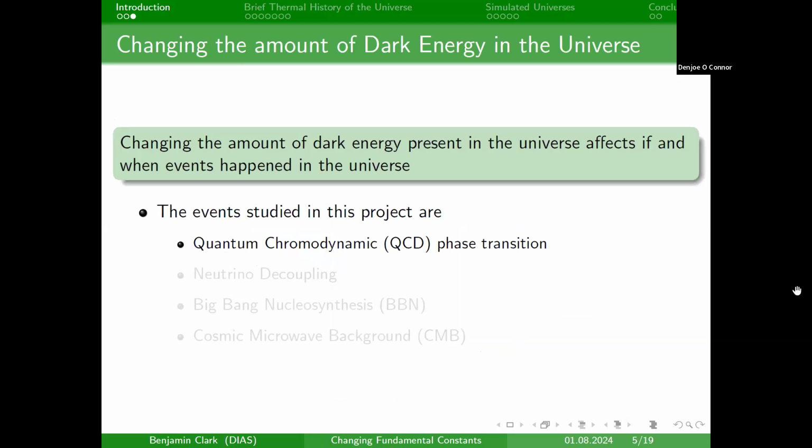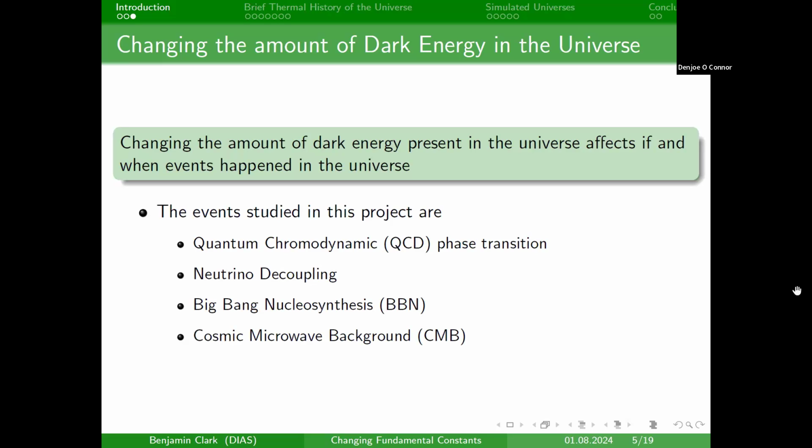So we're looking to change the amount of dark energy in the universe, and see how it affects certain events in the history of the universe. Computationally, we don't have enough power to look at the whole history of the universe. I don't think anyone would. So we've focused in on certain points: the quantum chromodynamic phase transition, so QCD phase transition, neutrino decoupling, Big Bang nucleosynthesis, BBN, and the cosmic microwave background, so CMB.